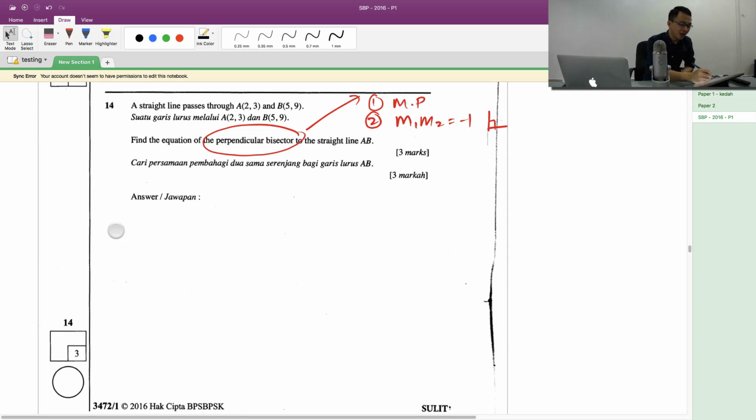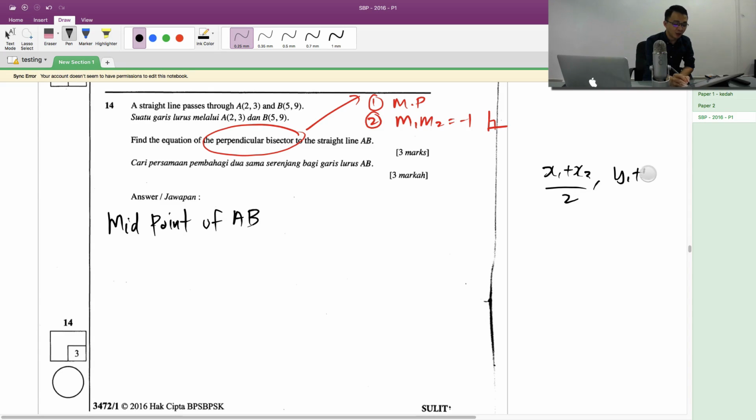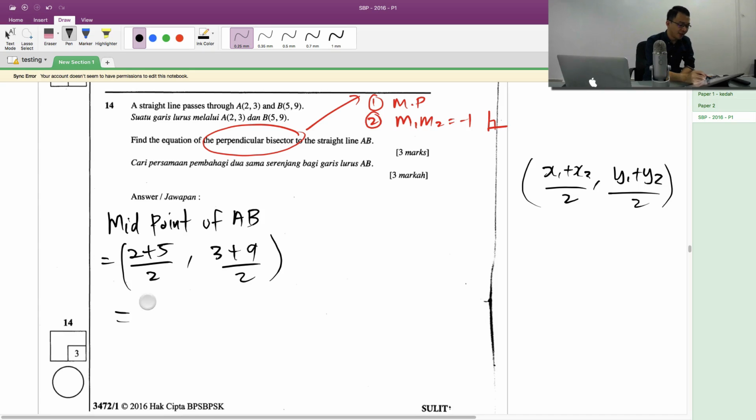So first thing is I will do the midpoint of AB. The midpoint formula is very easy: x1 plus x2 over 2 and y1 plus y2 over 2. Just x plus x divided by 2, y plus y divided by 2. So x1 is 2 and then x2 is 5, comma, and then 3 plus 9 over 2. So the midpoint basically is 7 over 2 and 12 over 2 is 6. Okay, now I have the midpoint already.